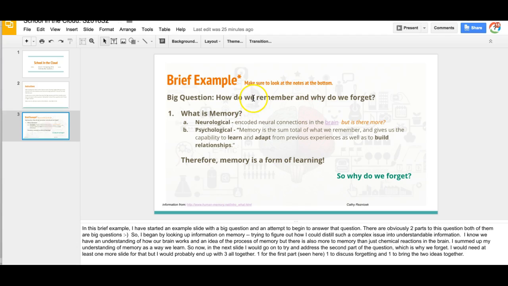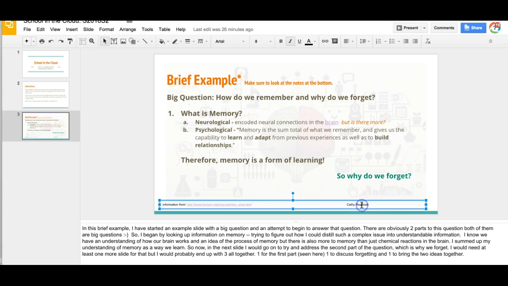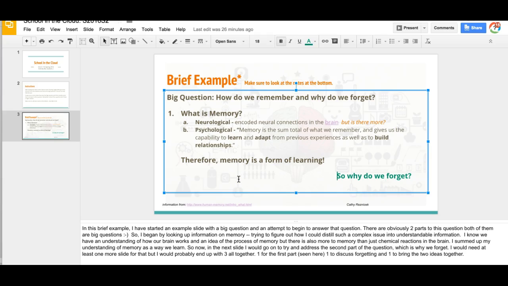So posing my big question, trying to answer or provide a summary of the first part of that question. The next slide would be addressing some of the findings on why we forget. And then a third slide would probably be bringing those all together. So to answer this big question, I at least need 3 different slides. And you notice that I have my name on here and I have a reference to where I got that information. So I'd really like this to serve as an example.